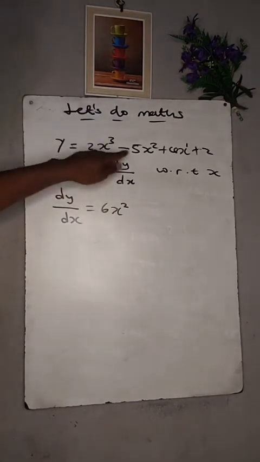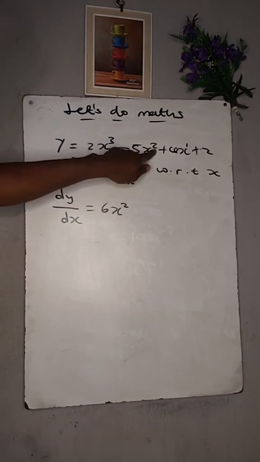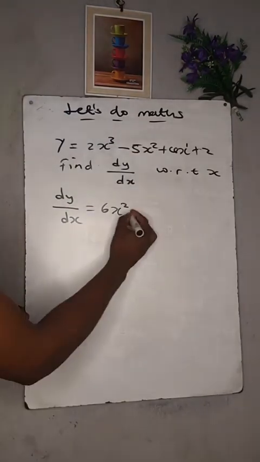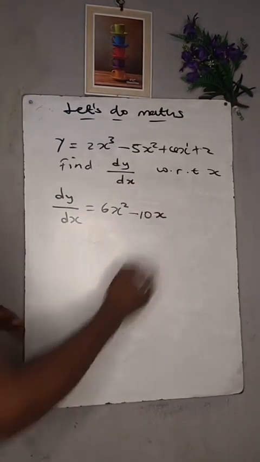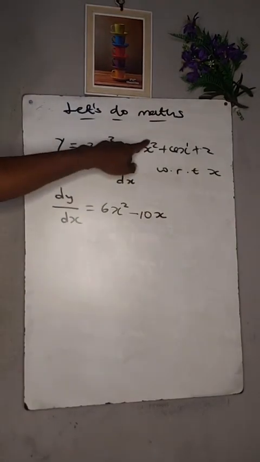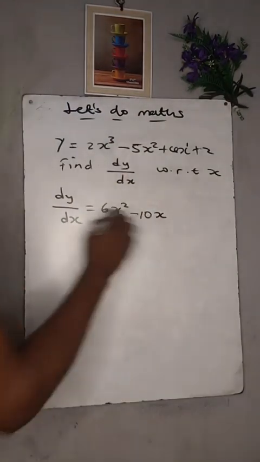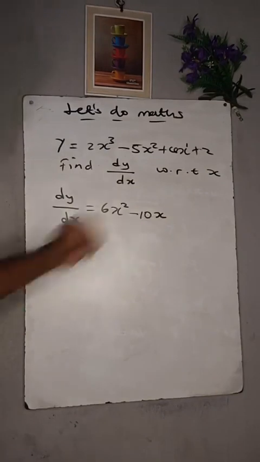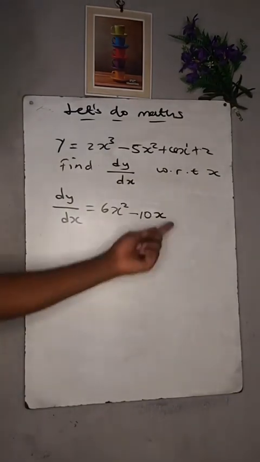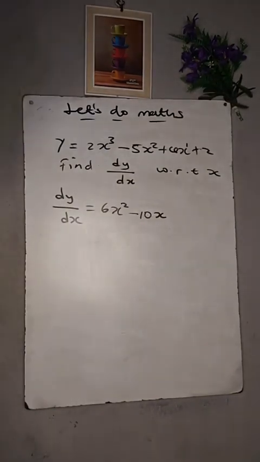Then we come here, negative 5 times 2, we get negative 10. Then we say x. That power reduces by 1. So 2 minus 1, we get 1. If you want, you can put power 1 or just leave it like that, to indicate that it's in power 1.